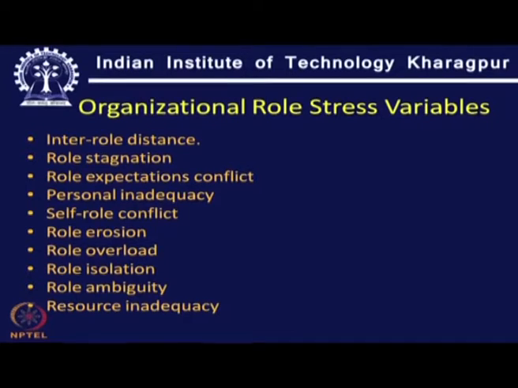So we will discuss some of the organizational role stress variables. In organizational role stress, the various things listed are, of course, inter-role distance: whether there is too much distance between the two roles that you have to perform, or whether the roles are very much overlapping, and in one word, there is no role clarity, as the roles are not clearly defined and you do not know what to do exactly as a part of which role. So, inter-role distance could be a stressful factor.